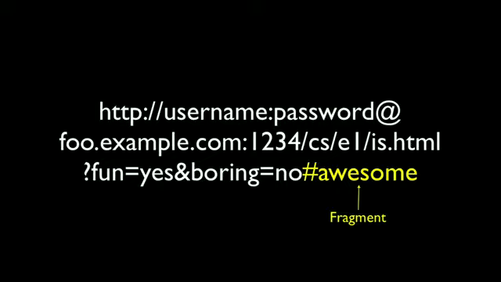And finally, this thing here is called the fragment. And this is just some other way of storing information in the URL. Usually this is used by the client, where the query string is used by the server. So those are just names for the different parts of the URL. So the term for the way the query string is formatted is called key value pairs.